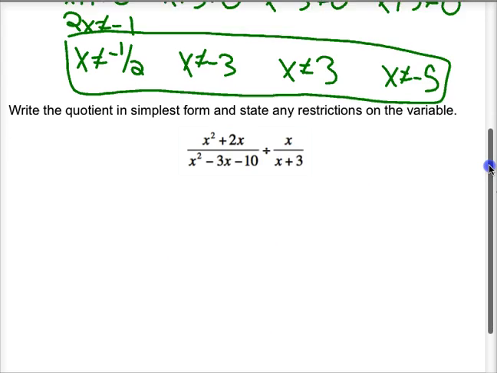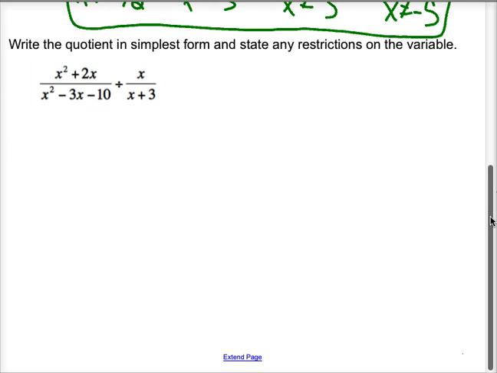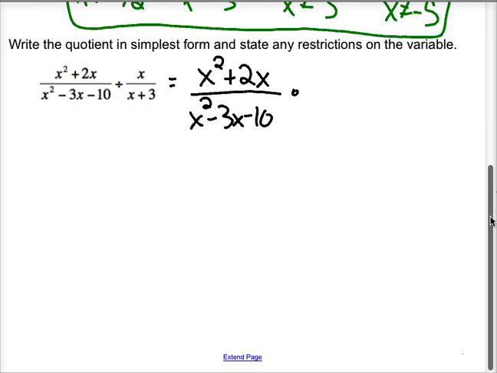All right, last example for the day. So first, I'm just going to rewrite it. I'm going to write it as a multiplication problem by flipping that second fraction. All right, now I'm going to factor.